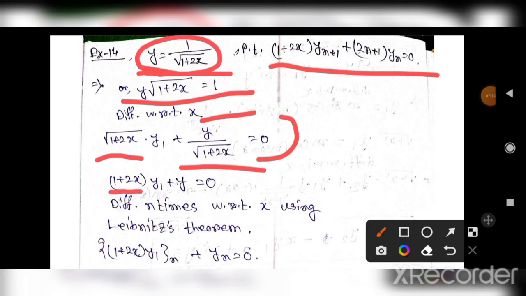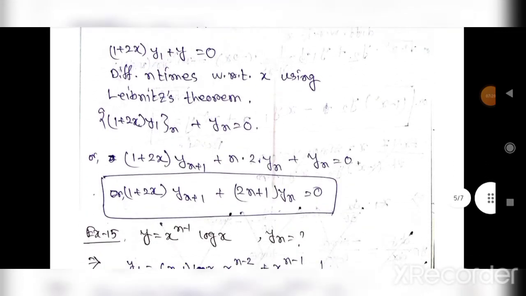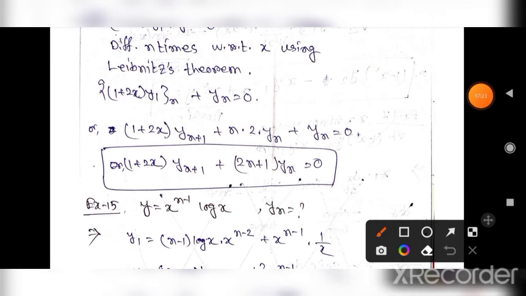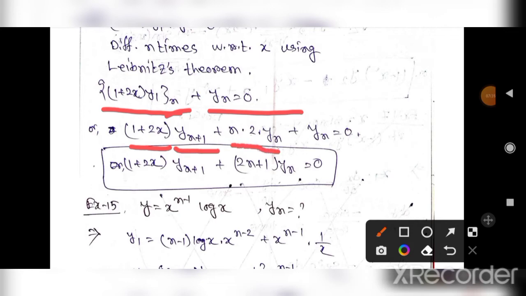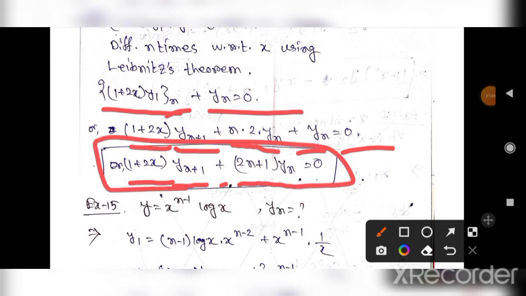Solving, we get (1+2x)y1 + y = 0. Then differentiating n times with respect to x using Leibniz theorem, we get (1+2x)y(n+1) + n·2·yn + yn = 0. Solving, we get (1+2x)y(n+1) + (1+2n)yn = 0. Proved.